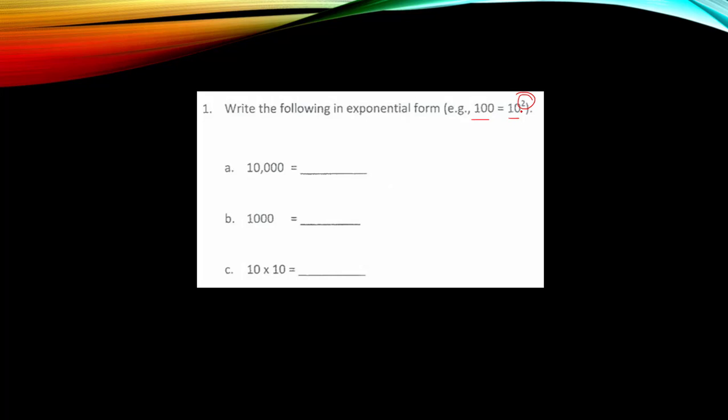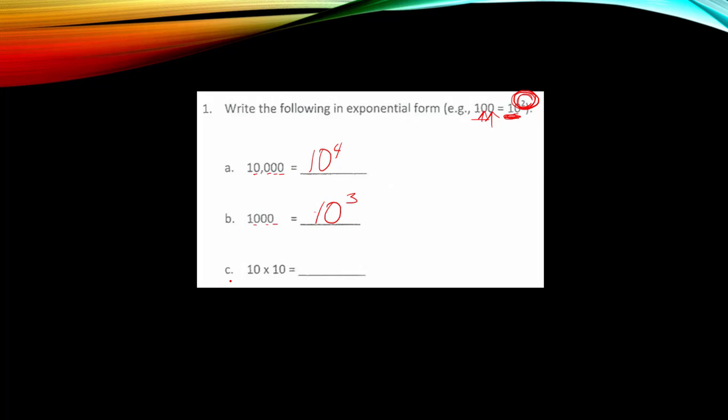So since we are dealing with a 10, we can just do zeros. We have 1, 0, 2 zeros because it's 2 copies of 10, so 2 zeros. 10,000: 1, 2, 3, 4 zeros. So that's 10 to the 4th power. 1, 2, 3 zeros, 1,000. 3 zeros gives me 10 to the 3rd power.